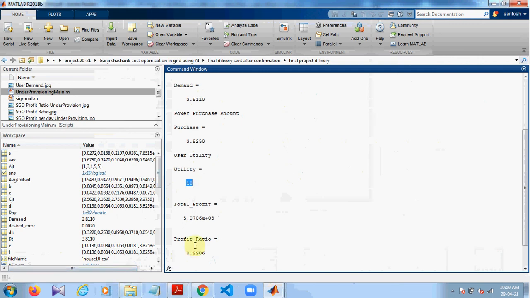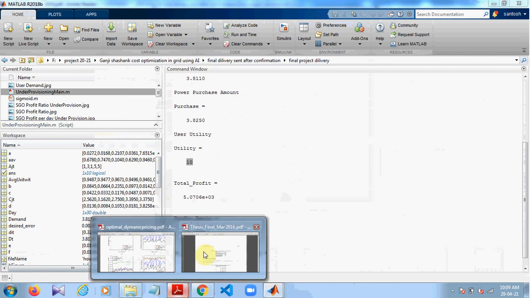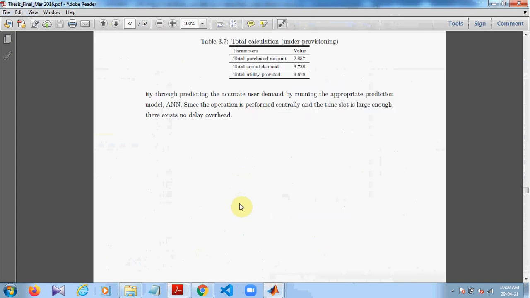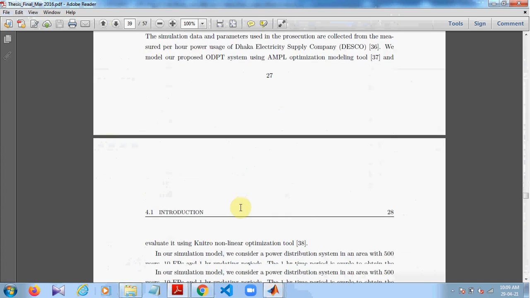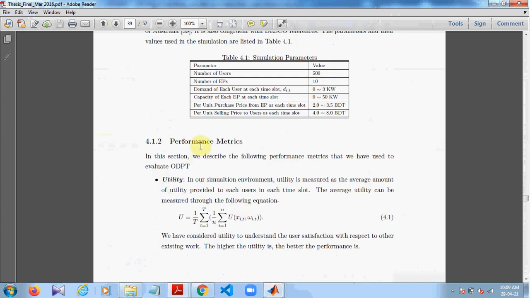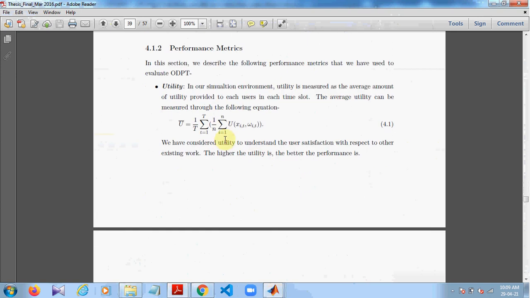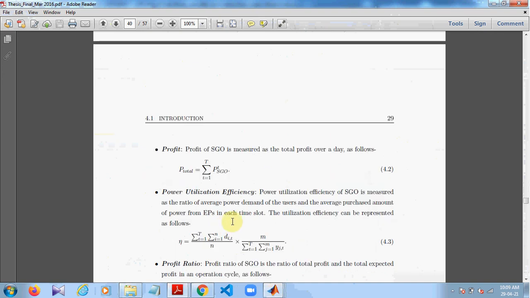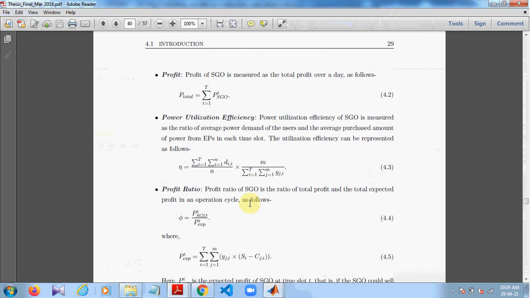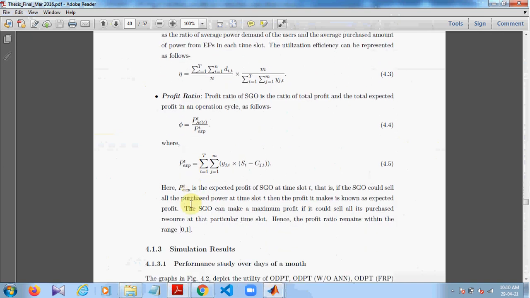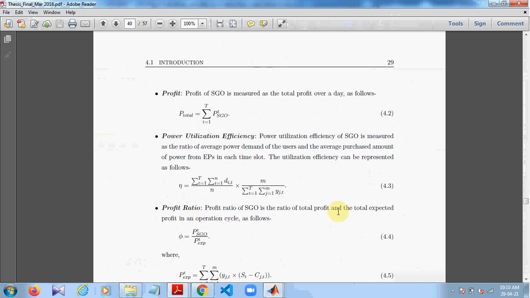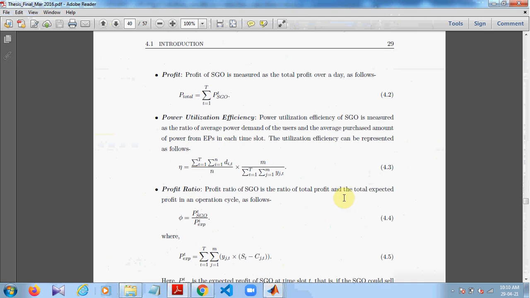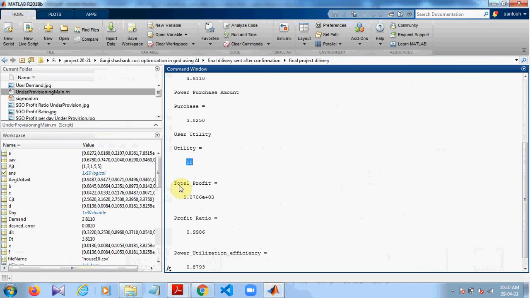There are certain result parameters, that is, a performance matrix given in this paper. In this performance matrix, we have to find various things like utility, that is U, by using equation number 4.1. Then total profit, that is P total, the summation of PHO. Then power utilization efficiency, nu, and profit ratio. These four performance metrics were set by the paper. These equations are present over here, so we have calculated all these performance metric values based on the same.